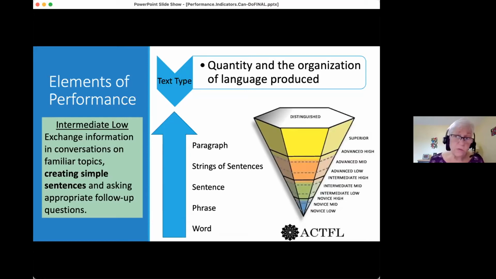So in this performance indicator at left, we can see exchange information in conversations on familiar topics, creating simple sentences, and asking appropriate follow-up questions. So again, intermediate low, we are looking at the strings of sentences.